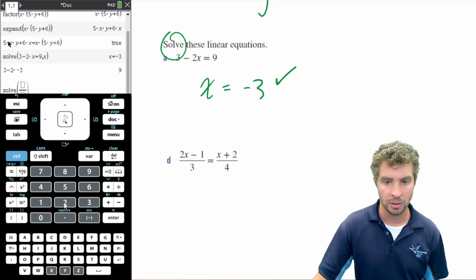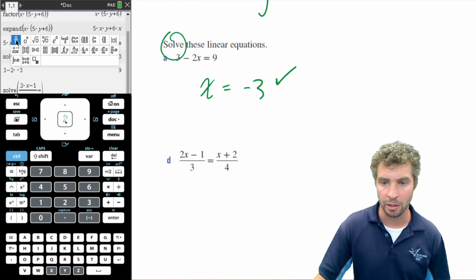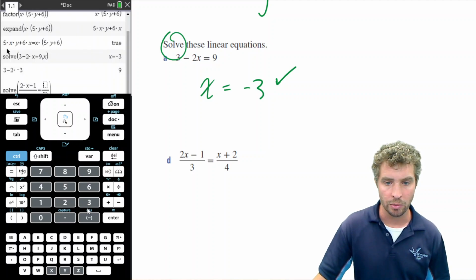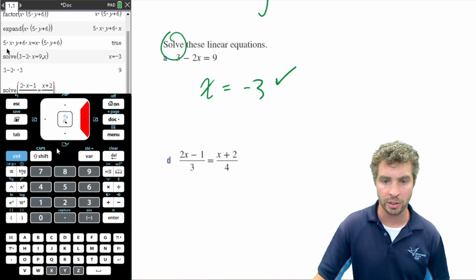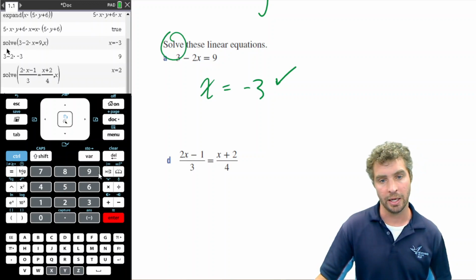And then we're going to type this in. So 2 times x minus 1. And then I use the down button to get down to the bottom of the fraction, 3. Right button to get out of it, and then equals. Then we're going to do the fraction button again. Okay, and we're going to do x plus 2, get down to the bottom of the fraction, over 4. Get out of that fraction because I still need to tell the calculator what I'm solving for, so I do comma x, and it says x equals 2.